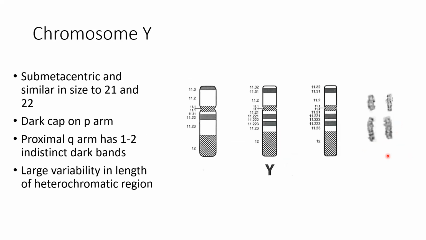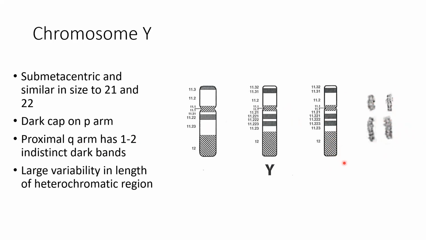And then the Y chromosome, submetacentric, is again placed with this group because of its size, but it has a dark cap on the P arm. The proximal Q arm has 1 to 2 very indistinct bands, and this is also heterochromatin. So again, this would be C-band positive. This varies. Most of the time when you see a difference in length on the Y chromosome, it's because of this region right here. And you can see it does not G-band well.